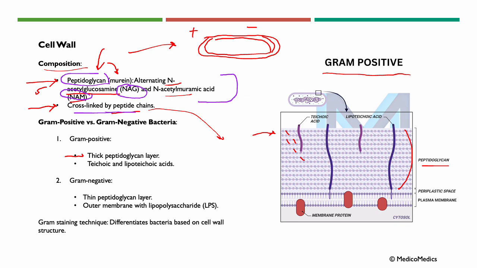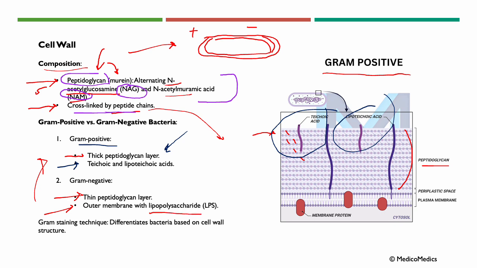Now, we have gram-positive. Indeed, it has a thick peptidoglycan layer. We also have teichoic and lipoteichoic acid here, as you can see illustrated. While in gram-negative, we have a thin peptidoglycan layer. But what differentiates it from gram-positive bacteria is that it has an outer membrane with lipopolysaccharides, LPS. We will look at this in the next slide.